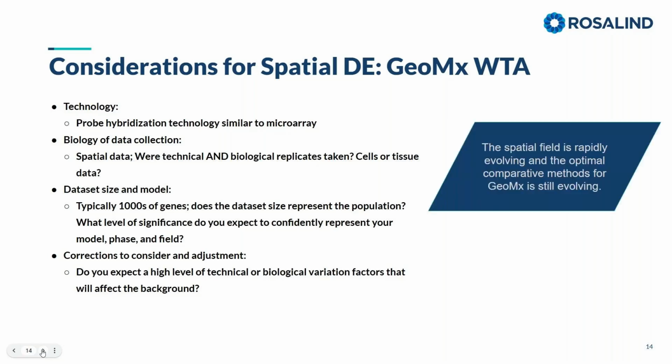Something we also want to remember is that the spatial field is fairly new. This is a 5 to 10 year field that is still being evolved, and because of that, optimal comparative methods are still evolving with it. So what we're going to talk about today is a lot of methods that are currently being used and what may currently be the gold standard, but I would expect these to continue to evolve as we learn more about best methods for spatial data.